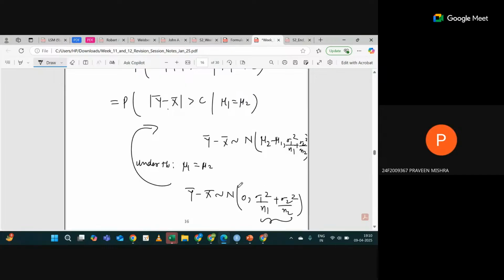Yes or no? Yes. Whenever you want to convert to standard normal form, Z form, usually we subtract the mean of this part, Y bar minus X bar, and divide by the standard deviation. Here under H naught, when mu1 is equal to mu2, there is no need to subtract, because you will subtract 0 anyway. So this will be C divided by the square root of sigma 1 square divided by n1 plus sigma 2 square divided by n2. Yes or no? Would you agree with me? Yes, sir. Okay, correct.